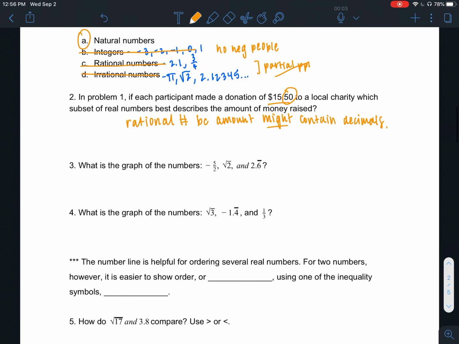All right, on this next part, it's asking us to graph these numbers, which are just different types. We have natural, integers, rational, irrational, and it wants us to put those in order. The easiest way to do this is to put it into a calculator, though you sometimes don't really have to do that. I think it's the easiest way.